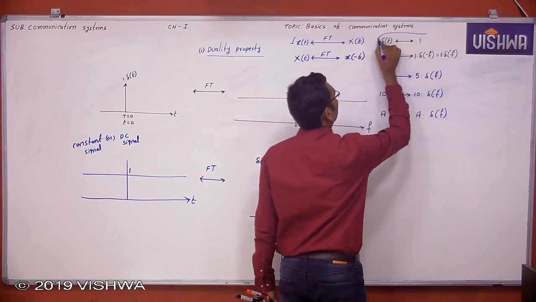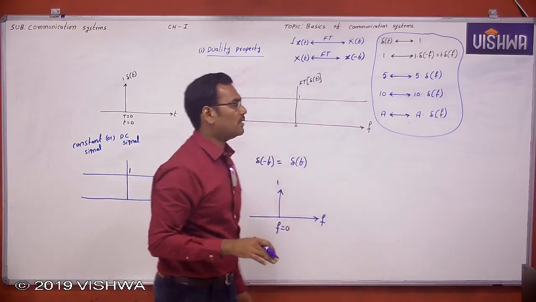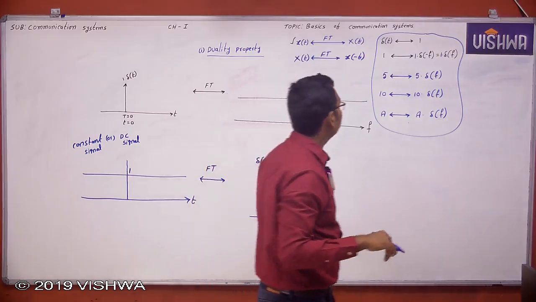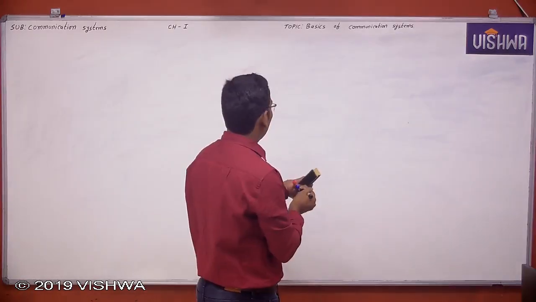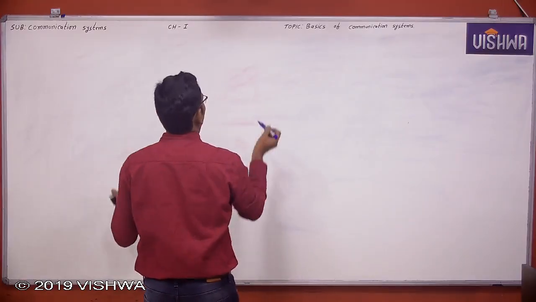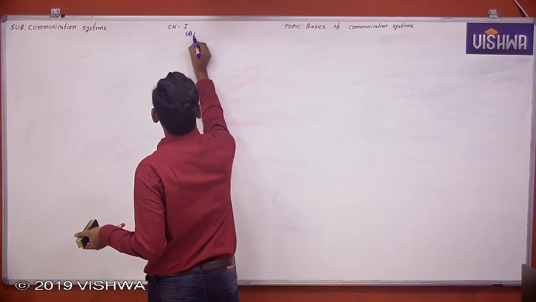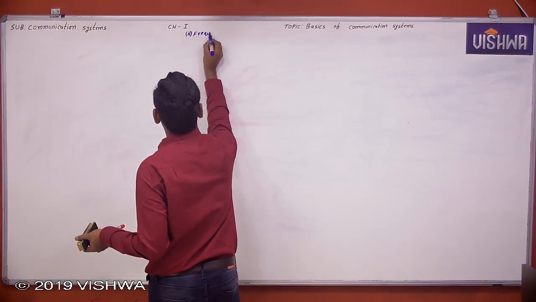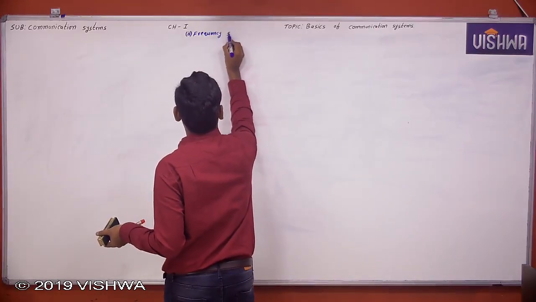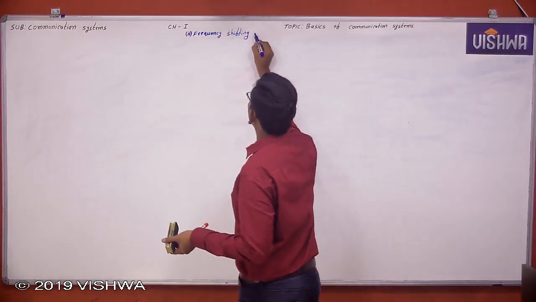Now this is the Fourier transform of a constant signal or a DC signal, which is useful. Okay, no doubt. Now the next property is the frequency shifting property, a very famous property in communication systems. Frequency, listen carefully, frequency shifting property.